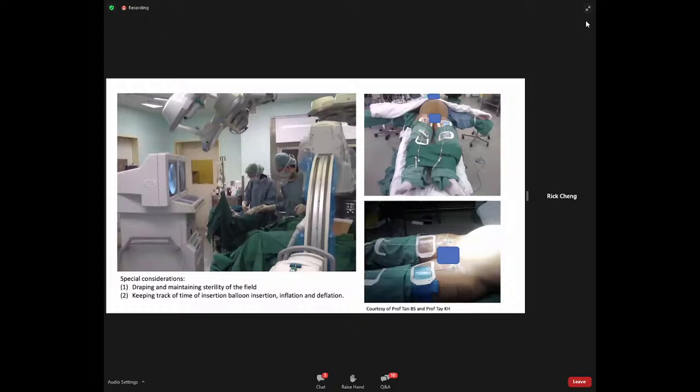Additional special considerations, of course, if you're doing this in the OT and even in the IR suite: careful draping and maintaining sterility is extremely important. When the balloons are in place, it is important to keep track of time of when the balloon is inserted, when it's inflated, and when it's deflated. Ideally, if you can accompany the patient for the balloons to be inflated, that would be the most ideal to ensure that they're inflated in the right way.